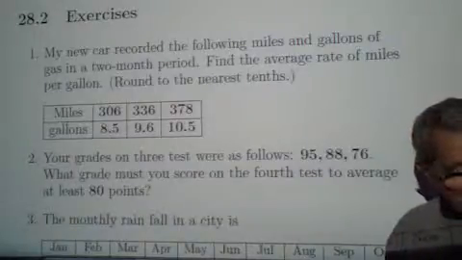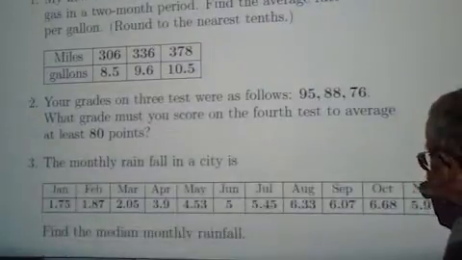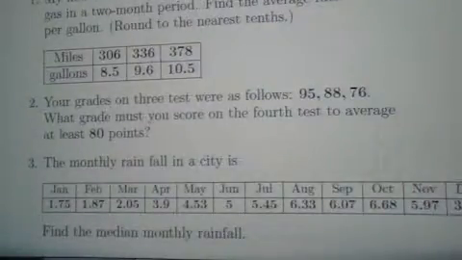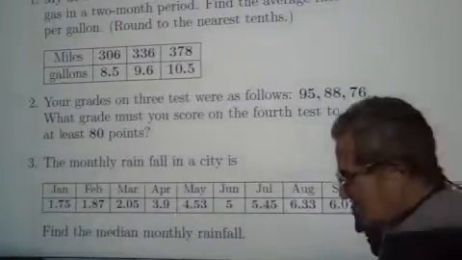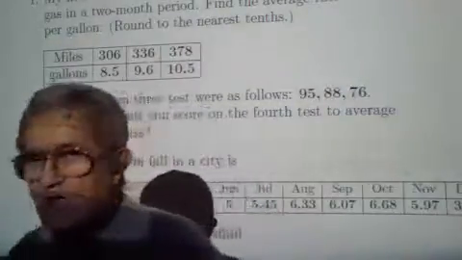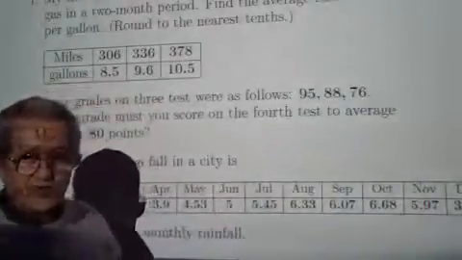Then we have rainfall in a city. And you go ahead and copy these numbers. Again, you have January, February, March, April, May, June, July, August, September, October, November, December. I'm going to go out for a cup of coffee. You call me when you're ready.